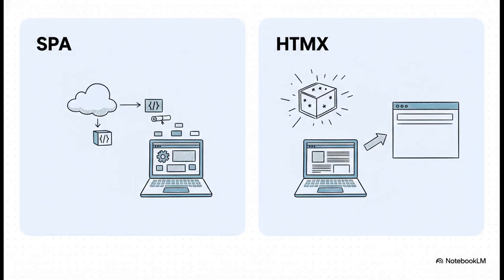Okay, so this is the absolute key difference. And it's all about architecture. A traditional SPA, like React, is like getting a Lego kit in the mail. The browser gets a box of raw data, that's the JSON, and a big instruction manual, that's the JavaScript. And it has to sit there and build the final product itself.